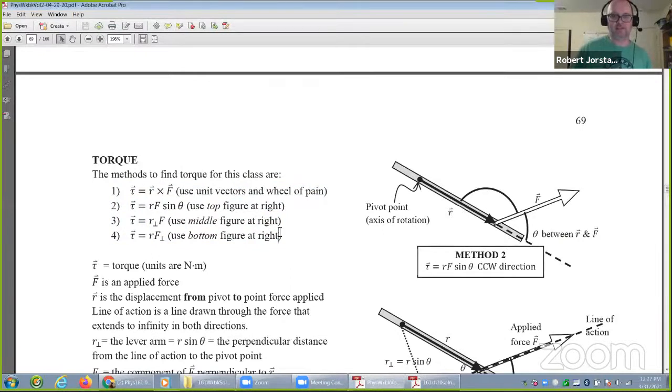There are several different ways to do torque. We did the unit vectors in the wheel of pain because that always works. If you get stumped or if you have to take a higher level class like statics, you basically have to do problems this way once you get to real life in 3 dimensions. Let's just face it. So this is a good method to learn because it works for everybody.